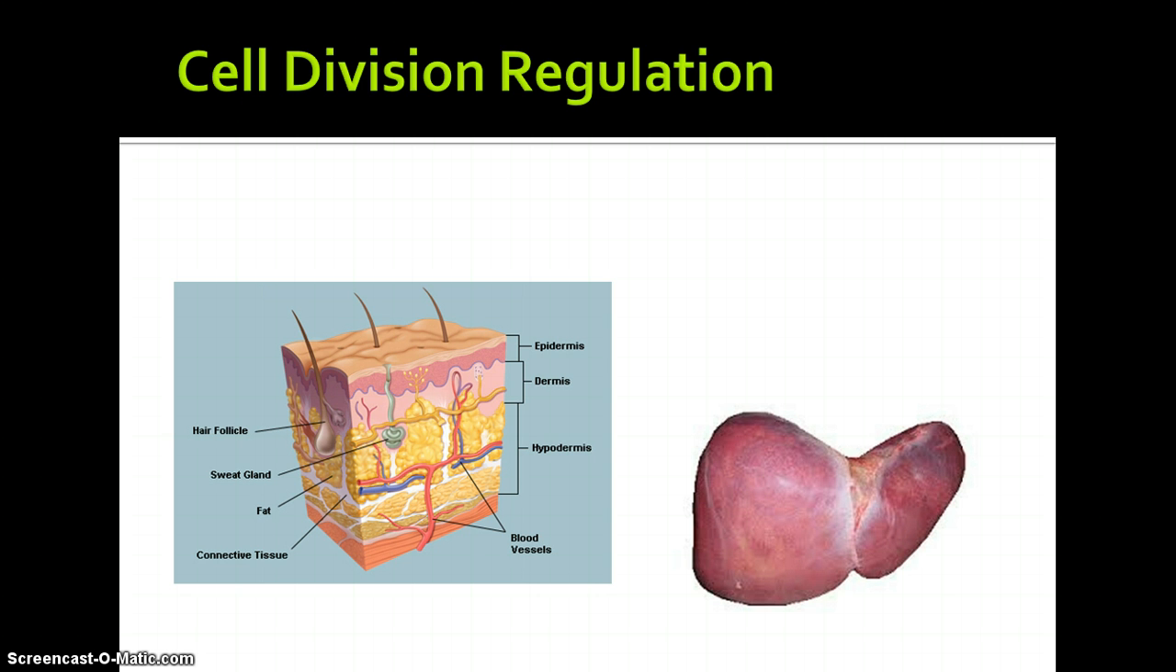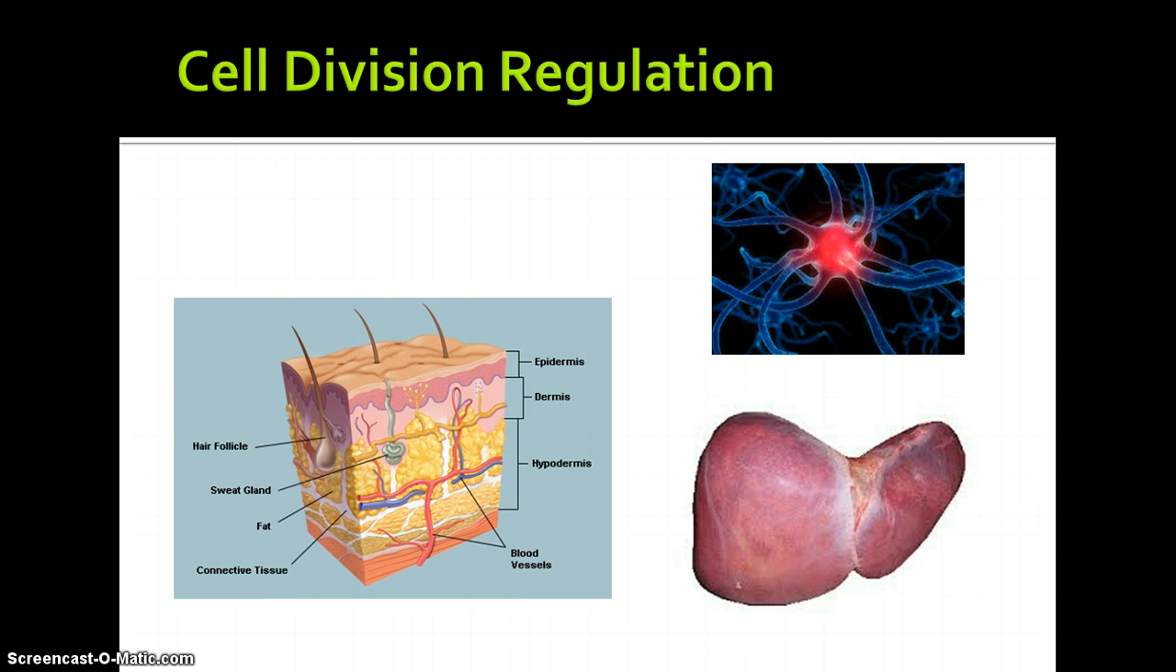On the bottom right you'll see a human liver, which has more regulated cell division, and new cells are made only if the liver is damaged, so it needs repair, or if the liver is growing. And finally, at the top on the upper right side are nerve cells, which are specialized and do not divide in a mature human body, and also muscle cells fall under the same category as nerve cells.